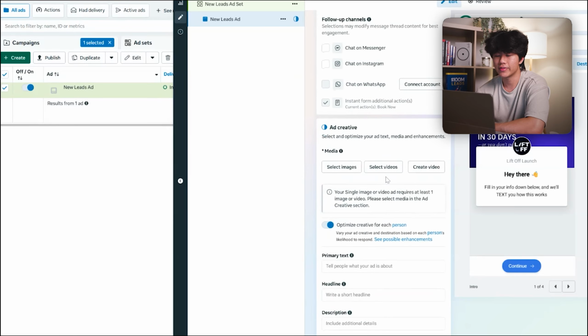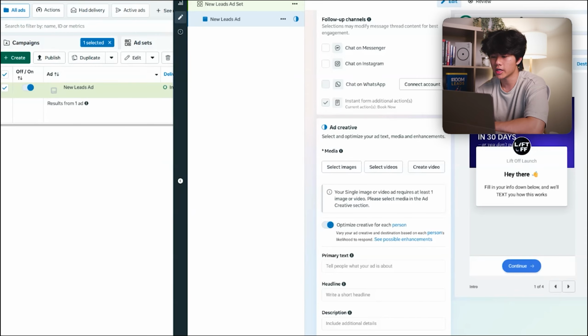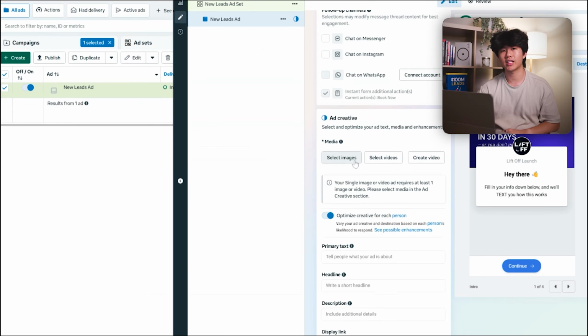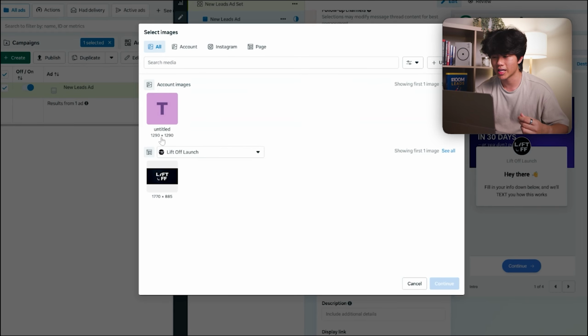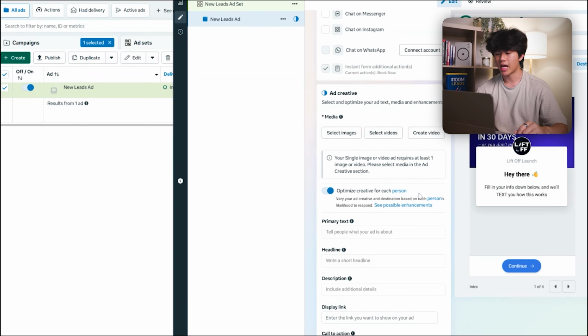So with your ad creative, this is exactly where you're going to be able to add the different images. For every ad, you're going to be able to have at least 10 different images inside one single ad. And that's the structure that we're going to be using. This is why I asked you guys to turn on dynamic creative, because when you click select images, you guys are going to be able to select 10 different images and place them into one singular ad. Click optimize ad for each person.